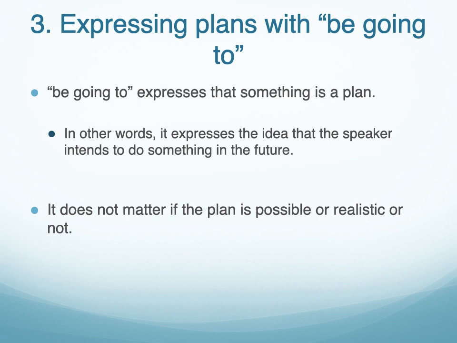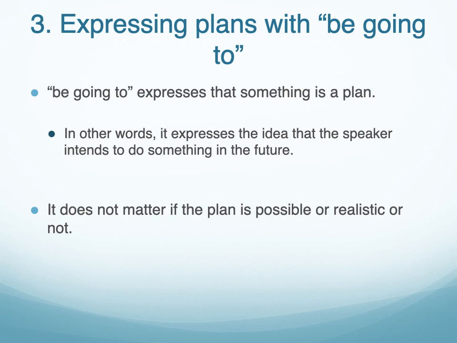All right, so those were the situations where we use will. Now let's look at a situation where we use be going to, and this is going to be expressing plans. In other words, it expresses the idea that the speaker intends to do something in the future. A plan is just something that the speaker is going to do in the future. He's planning on doing it.